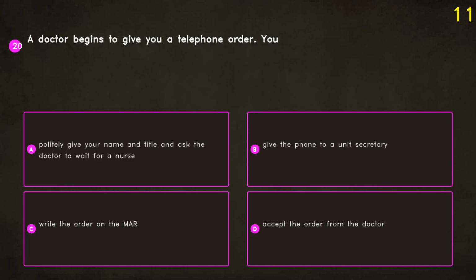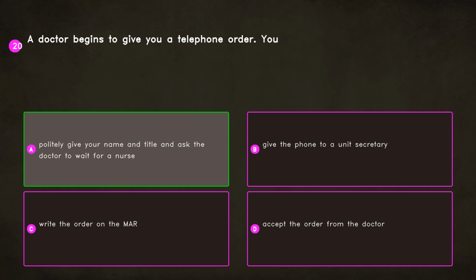Question 20. A doctor begins to give you a telephone order. A. Politely give your name and title and ask the doctor to wait for a nurse. B. Give the phone to a unit secretary. C. Write the order on the MAR. D. Accept the order from the doctor. The correct answer is politely give your name and title and ask the doctor to wait for a nurse.